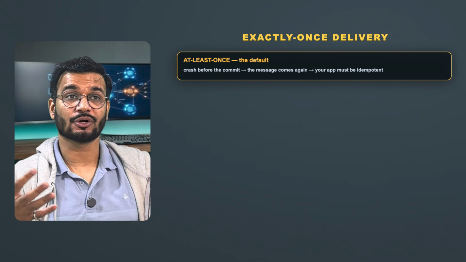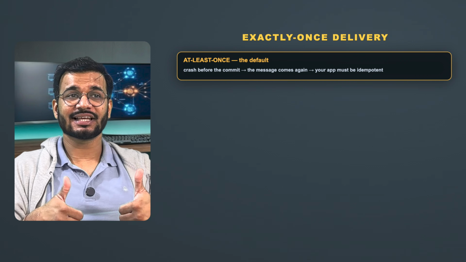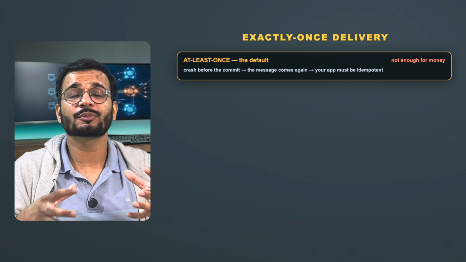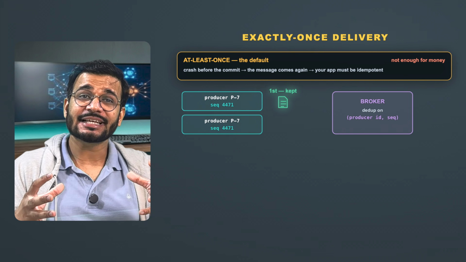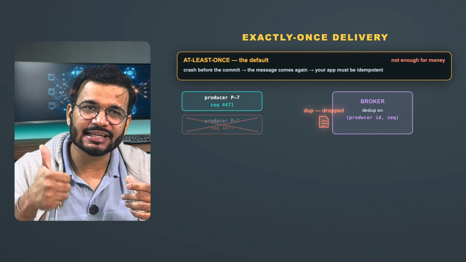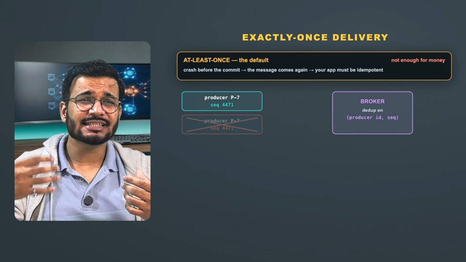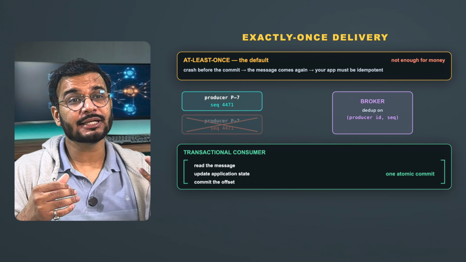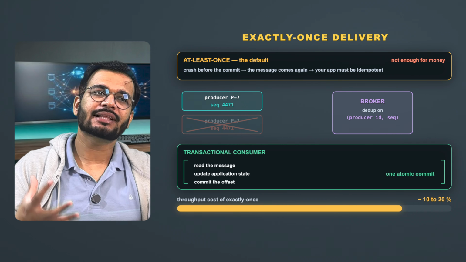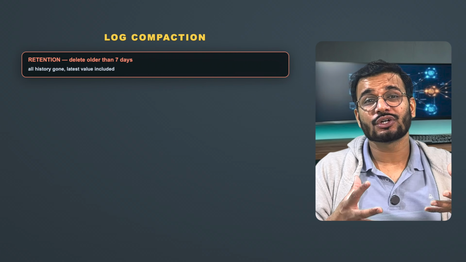Okay, so here are some of the improvements which we can make in our message queue system or distributed messaging queue. The first one is exactly once delivery. At least once is the default. A message is redelivered if a consumer crashes before committing the offset. So applications need to be idempotent. For financial data, idempotency isn't enough. You need exactly once. The idempotent producer assigns each message a sequence number. The broker deduplicates by producer ID plus the sequence. Transactional consumers read the message, update the application state, and commit the offset all in one atomic transaction. The cost is a 10 to 20% throughput reduction, and it's worth it for money movement.